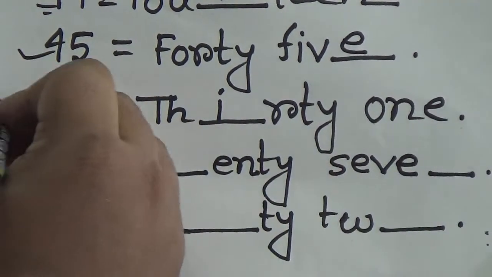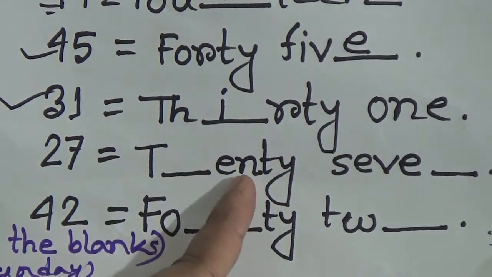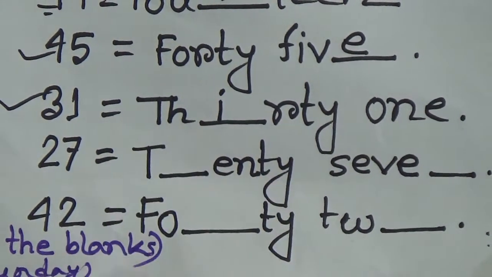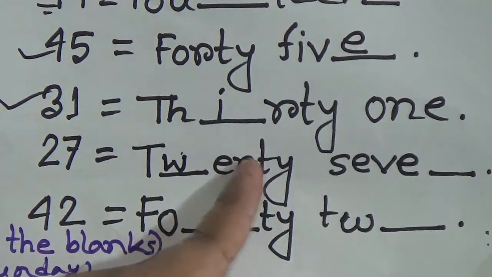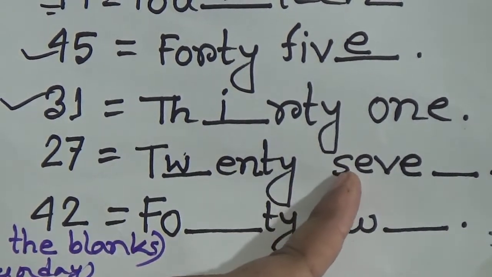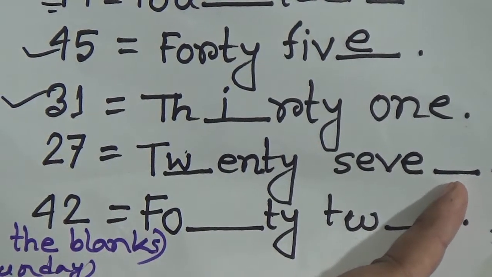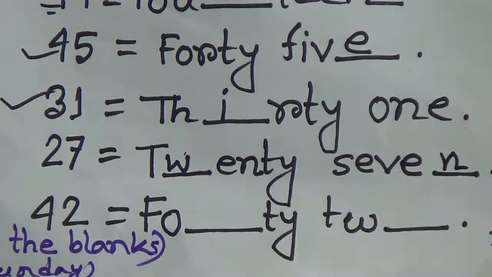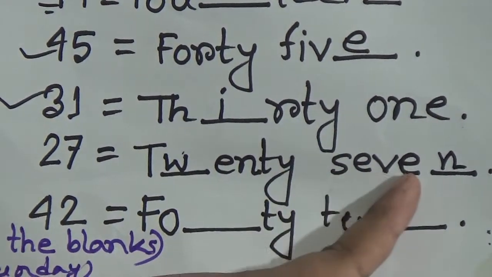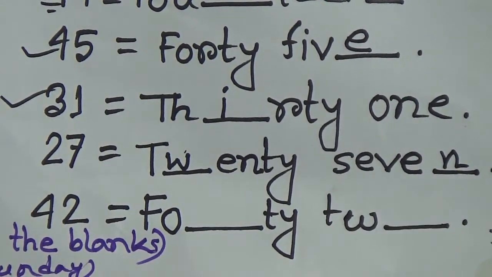Our next one is 27. What is the spelling of 20? T-W-E-N-T-Y, but here W is absent. So we write W. T-W-E-N-T-Y, 27, S-E-V-E, gap. That means in the gap the letter will be N, S-E-V-E-N. So the spelling of 7 is S-E-V-E-N. So in the gap we write N.